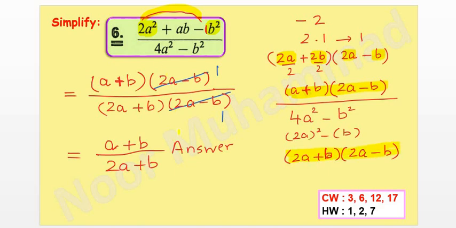And then the rest of the steps are exactly the same. We will replace the numerator by its factors, the denominator by its factors, and then this factor and this factor will be cancelled, and the remaining factors will give us the answer.